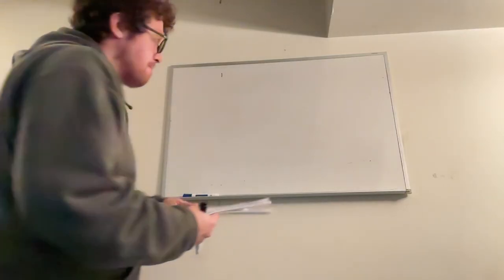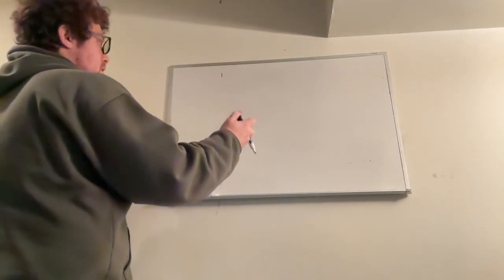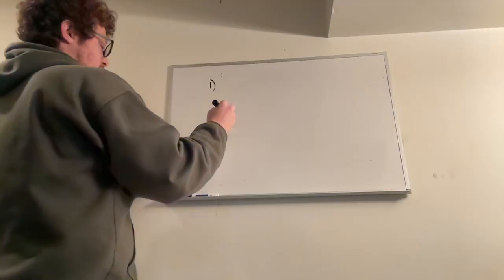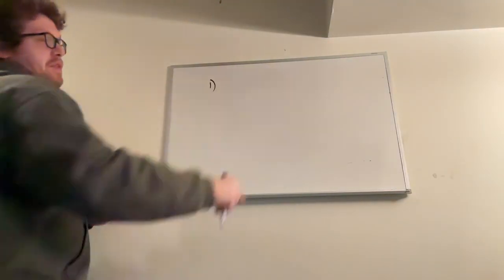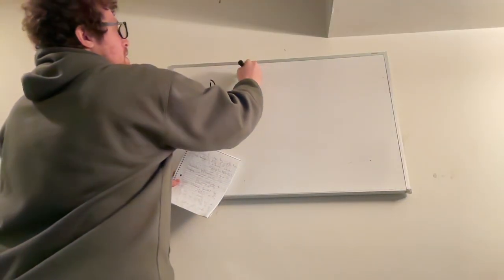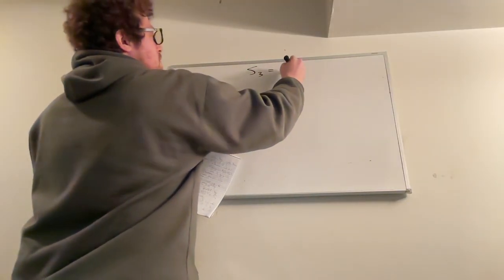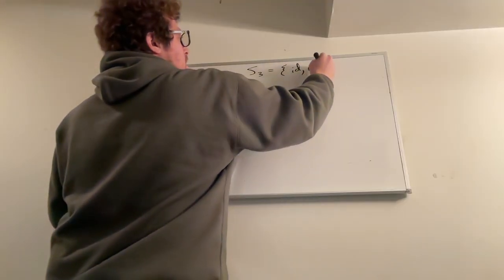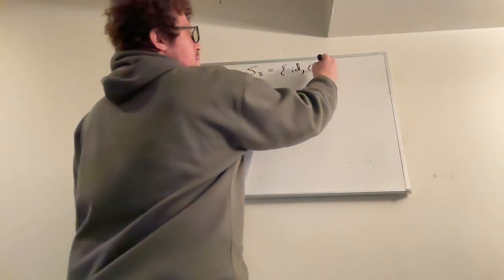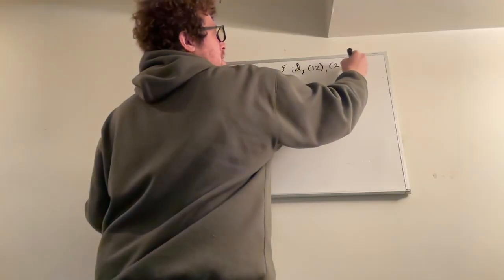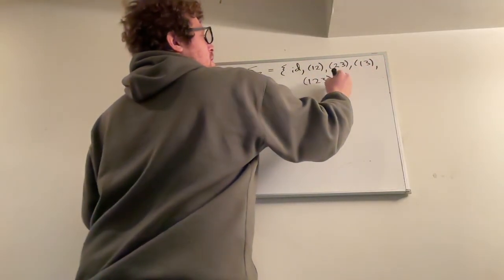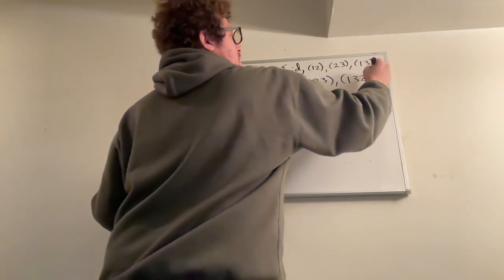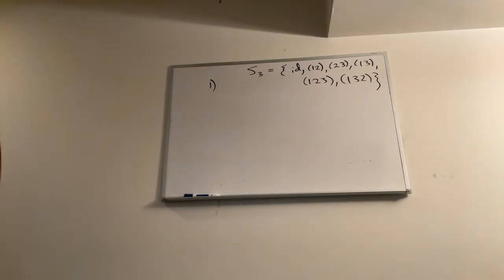Okay, so some examples of subgroups. Let's do the first one. So the full group is going to be S3, or the symmetric group on 3 elements. And there's 6 elements total. So we have the identity, the transposition that switches 1 and 2, the transposition that switches 2 and 3, the one that switches 1 and 3, then we have a 3 cycle, and the same 3 cycle squared.